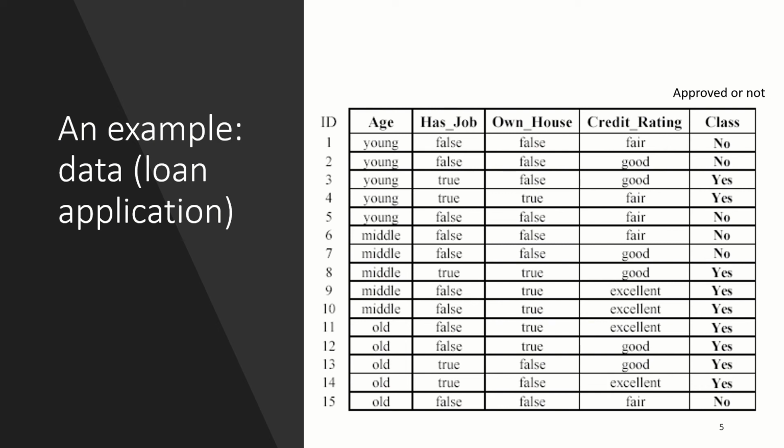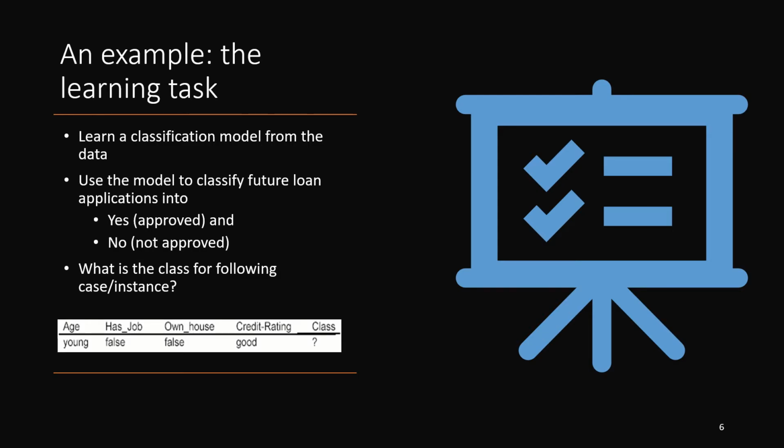Now when a new person is applying for the credit card, you will see a pattern. Okay, if the age is this, if the job is there or not, if there is an own house or not, if the credit rating is fair, good, excellent, based on this you will try to fit in whether it is a yes or no class. Thereby you will approve or disapprove it. So this is the example of the loan application.